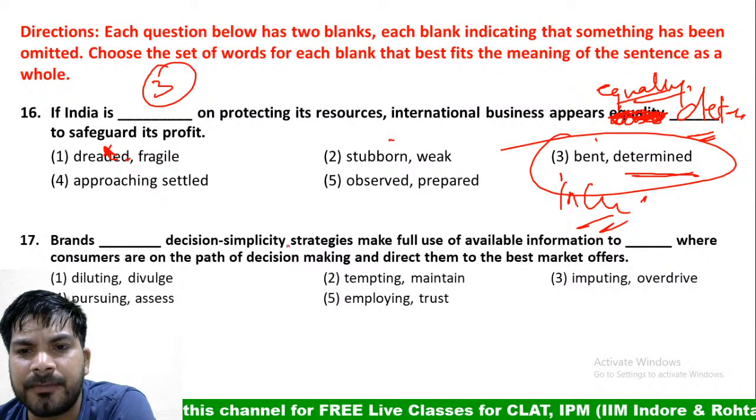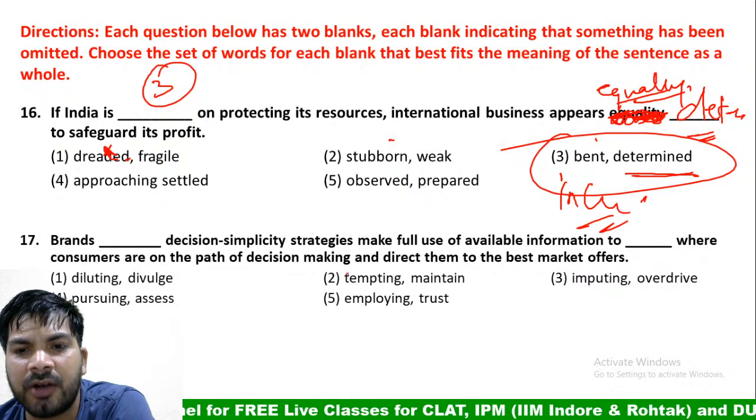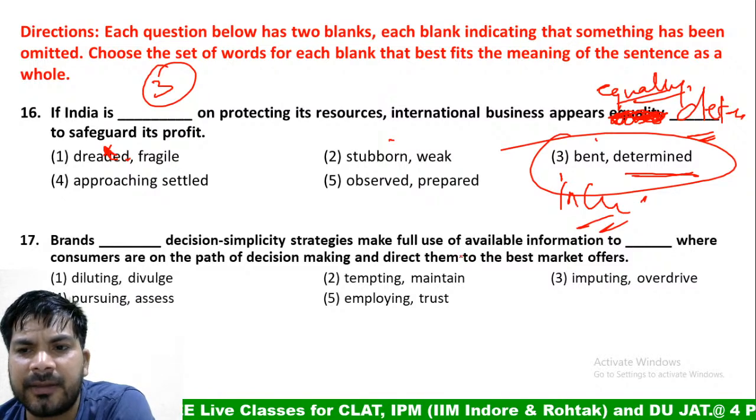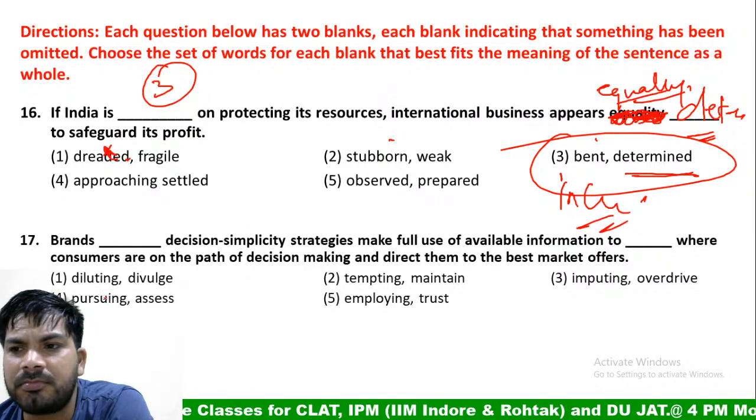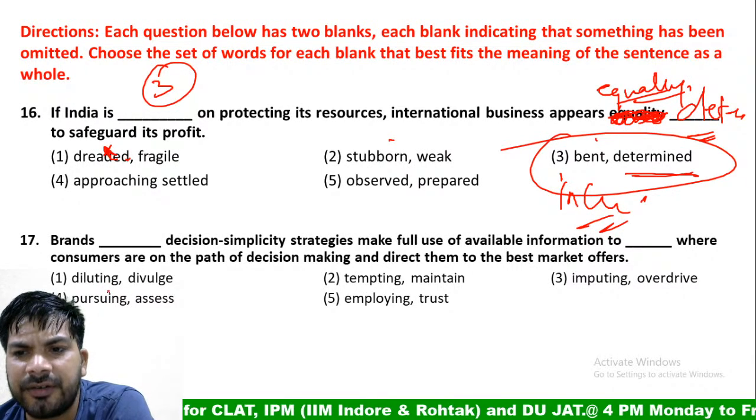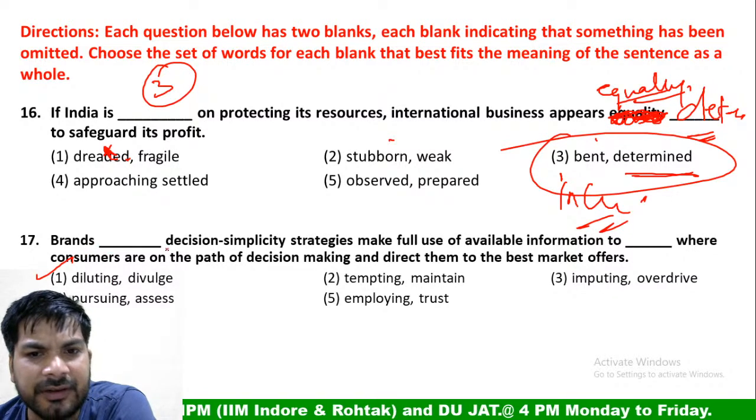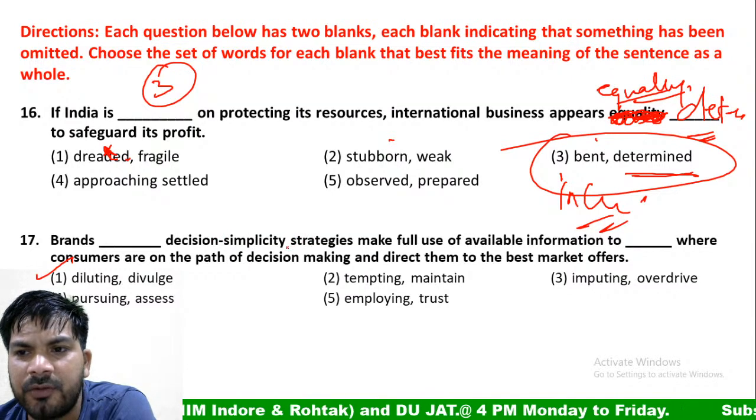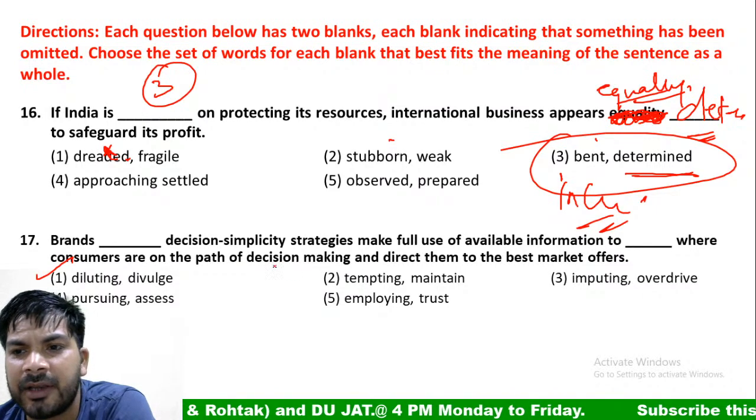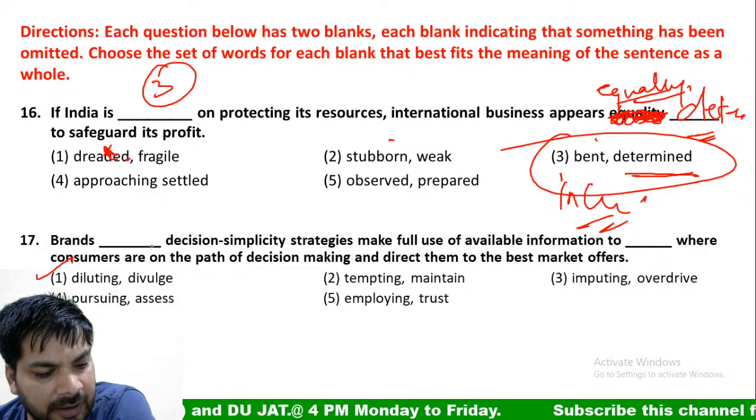Brands diluting decision simplicity strategies make full use of the available information to divulge where consumers are on the path of decision making and direct them to the best market offers. I think the first is the right answer, right? I think this is how you can basically make full use of the question.